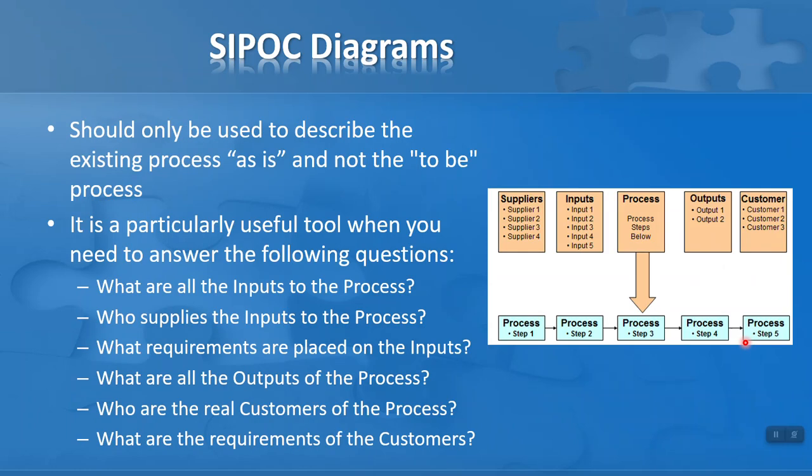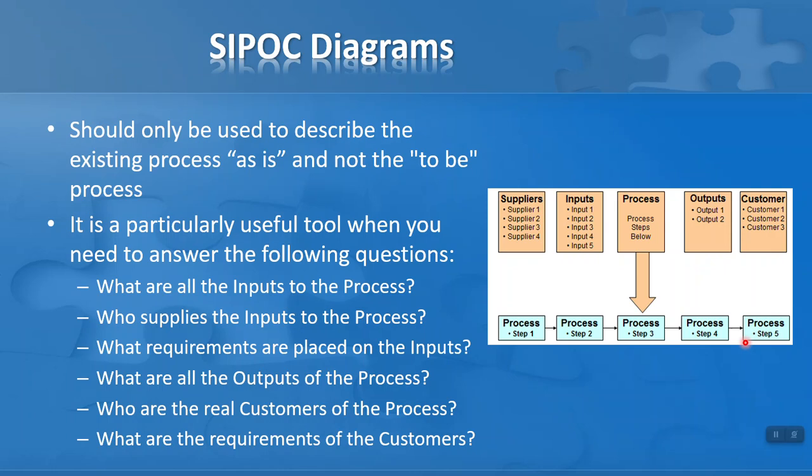So when should we use a SIPOC diagram? It should only be used to describe the existing process as is and not the to be. It's not as useful for the to be process. So if we're looking to improve a process somewhere, a SIPOC diagram is a good place to give us the as is snapshot of how things are working at the moment.